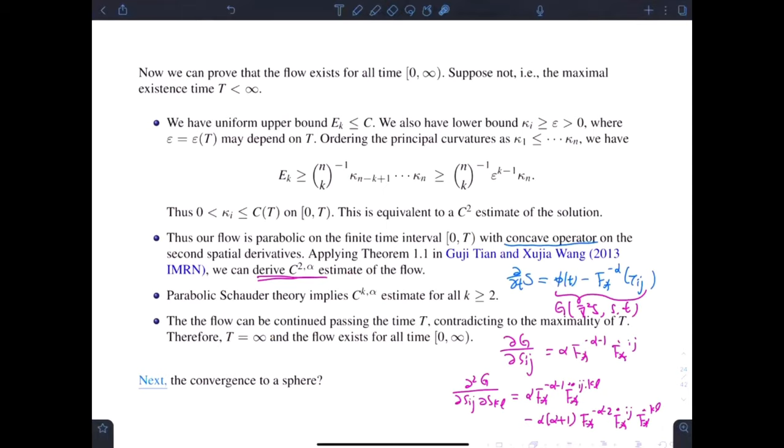Okay, now we have proved that the flow exists for all time t. And the next step is to show the convergence to the round sphere. And we will talk about this in the next part.